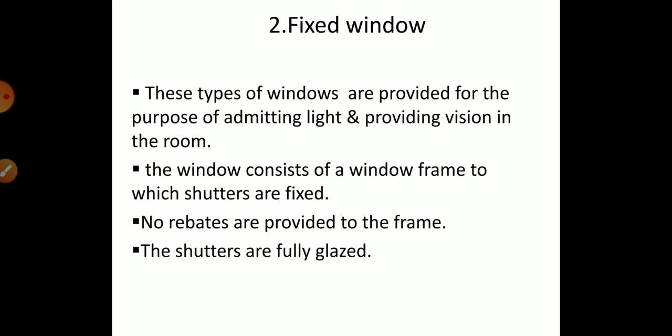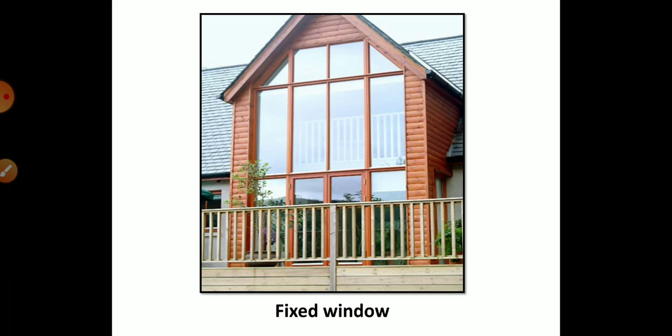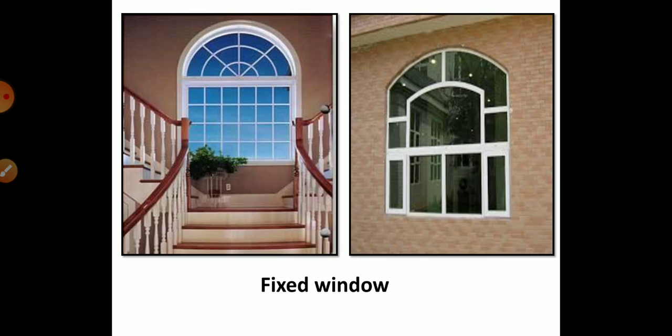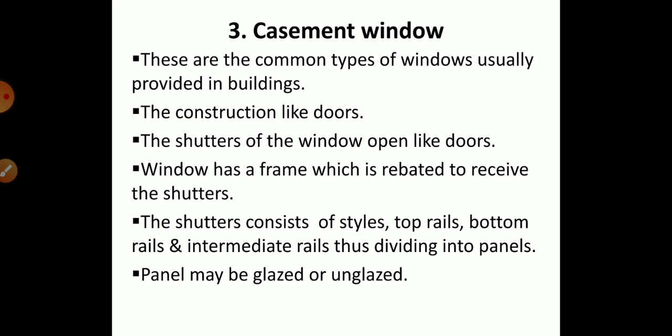You know what the panel window means. This type of window consists of a framework of the vertical member which is called the stile and the horizontal member which is called the rail. The next is the fixed window. This window is provided for the sole purpose of admitting light and providing vision in the room. You can see this is the fixed window. This is also one diagram of the fixed window.